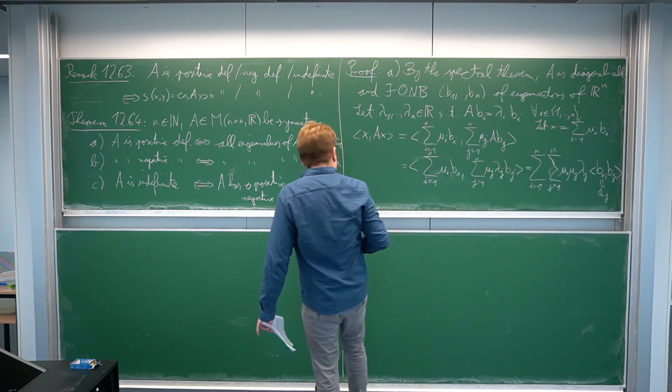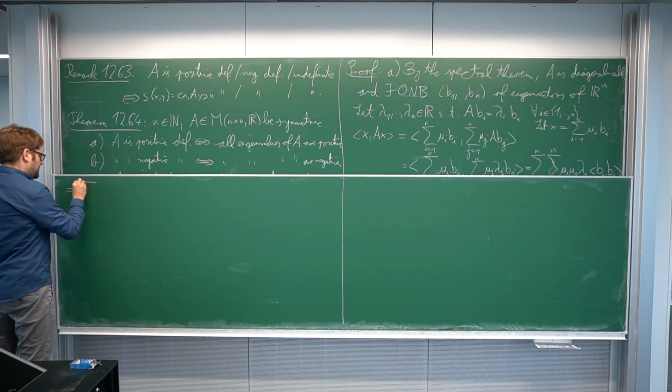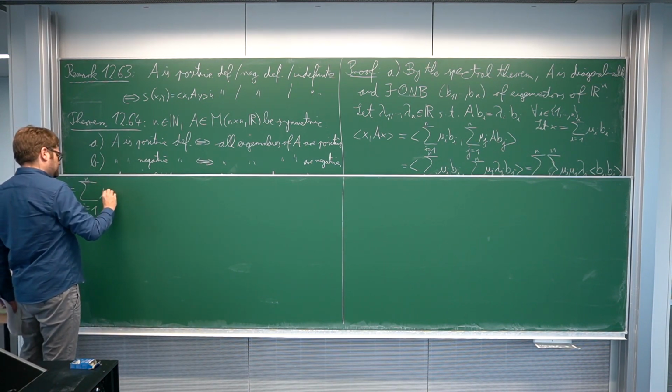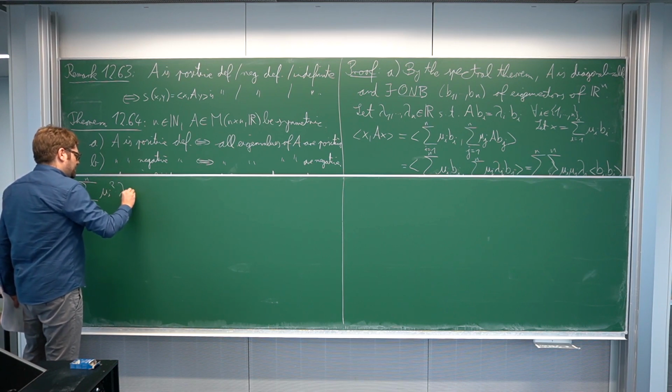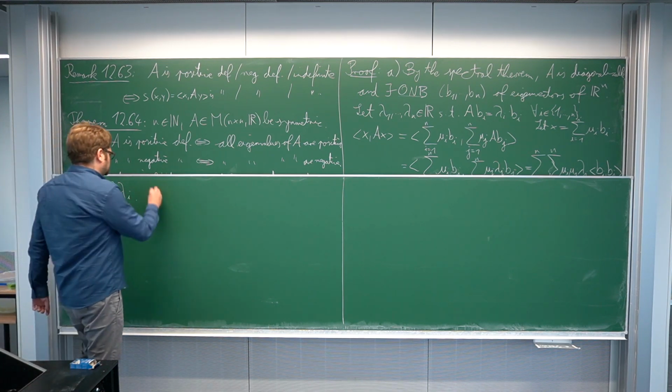So it's only non-vanishing when the indices are the same, and then the sum becomes the following. Then we get that this is the sum from i equals 1 to n of mu_i squared lambda_i. Okay, this is what we get.